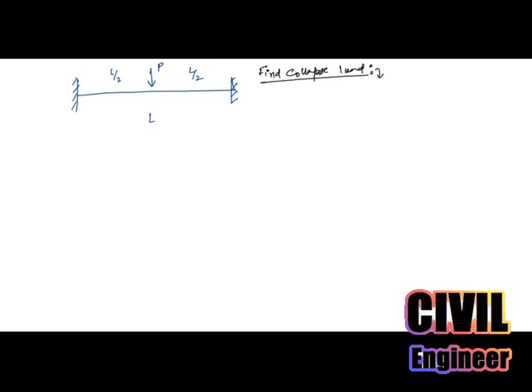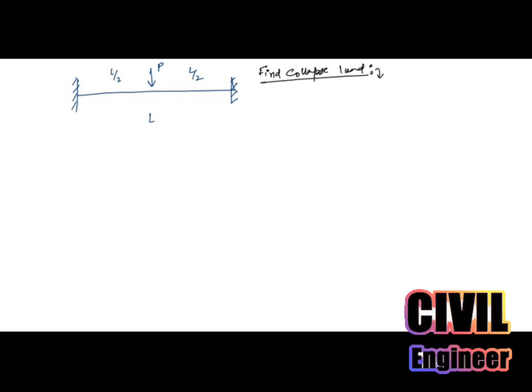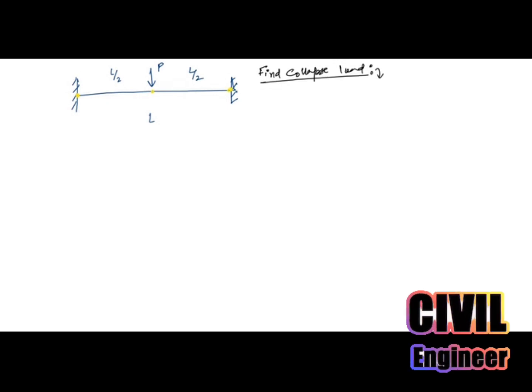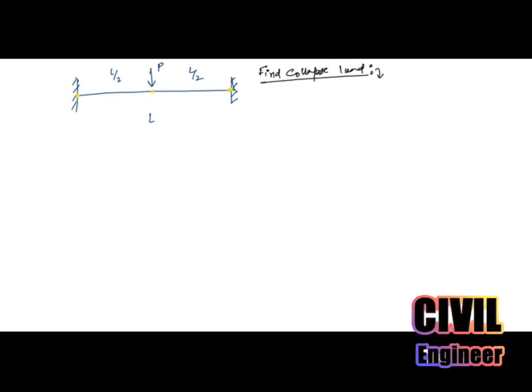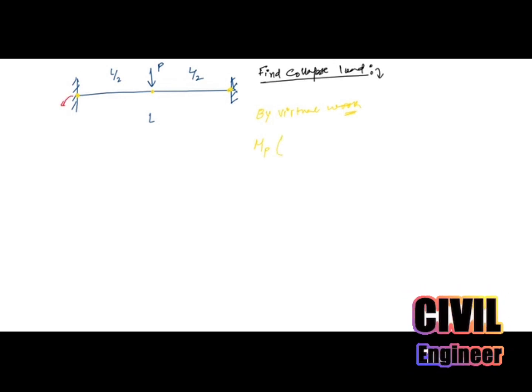Let's cut this moment diagram and see the positions where the hinge can come into the picture. This is one position, second position, and third position. Here the hinge can come into the picture. By virtual work, MP and how many thetas? One theta will be formed here, second theta, and third theta like this.